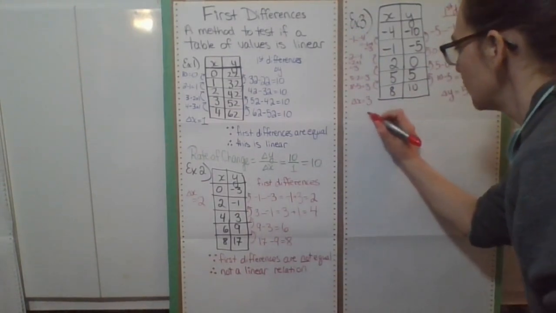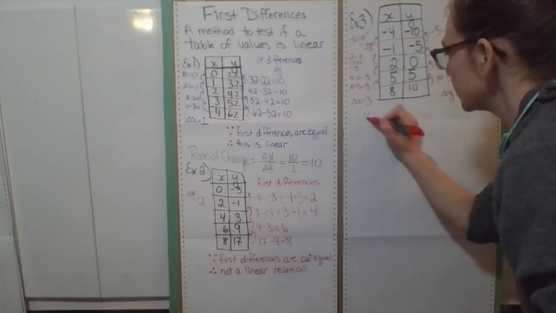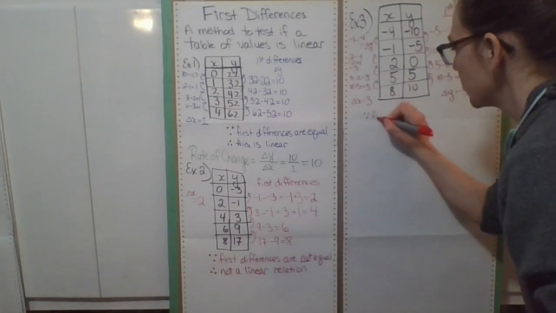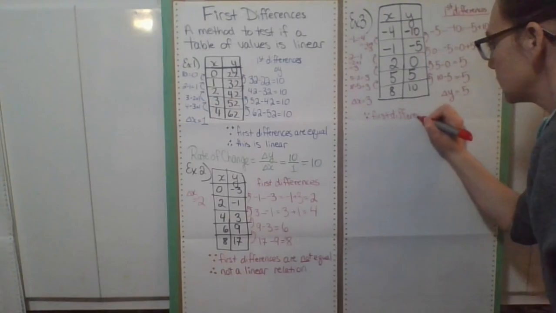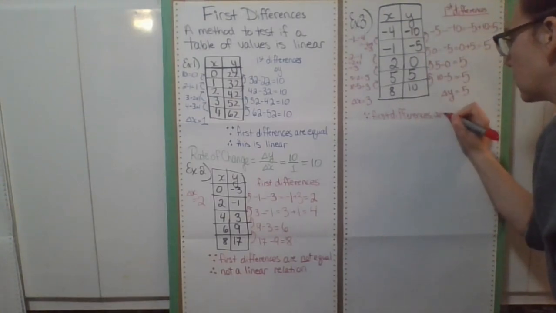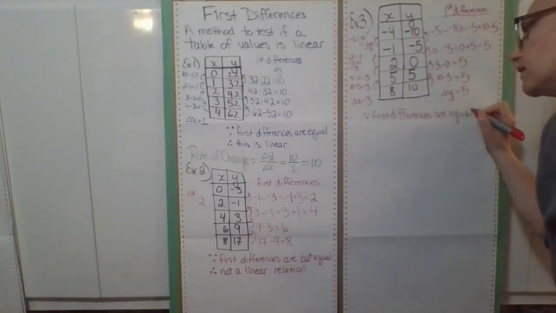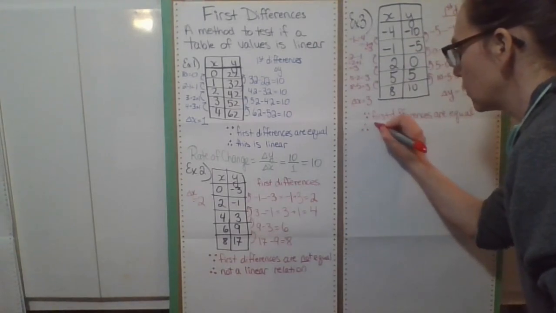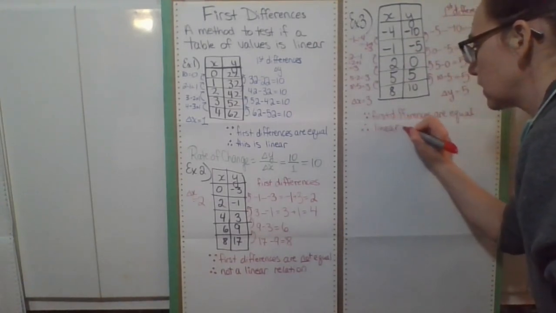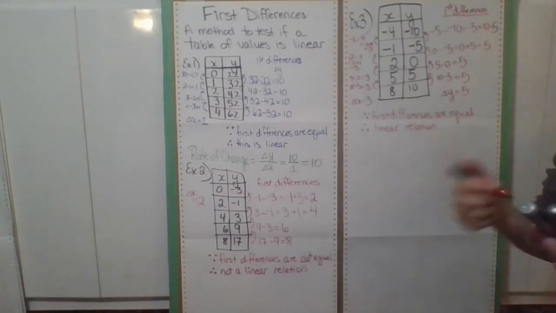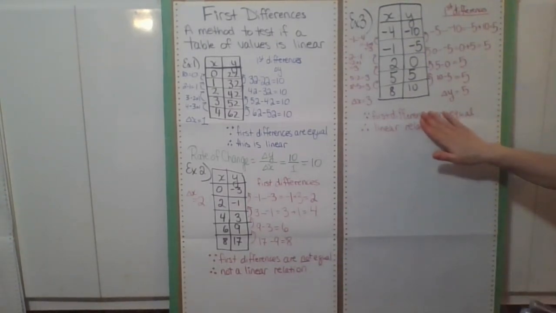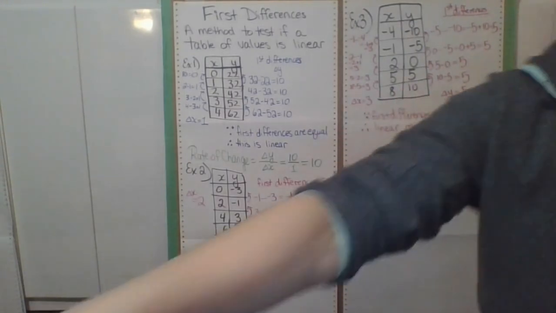Yay! Finish it off. Since first differences are equal, therefore linear relation. Let's extend this question since it's linear. Let's also check our rate of change.